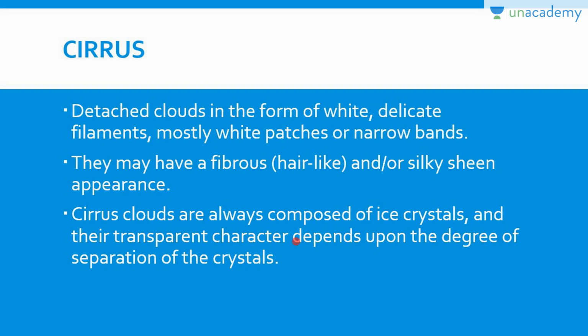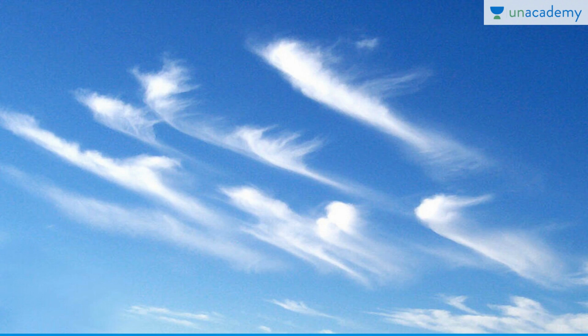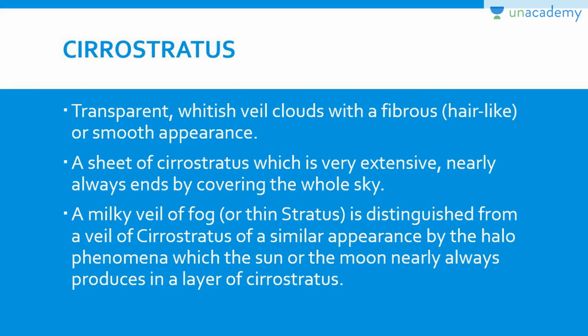Their transparent character depends upon the degree of separation of their crystals. You can see this one. These are the cirrus clouds. They indicate fair weather, and they give a brilliant sunset. Okay, now let's discuss the second high cloud, that is cirrostratus. Now cirrostratus clouds are again transparent.